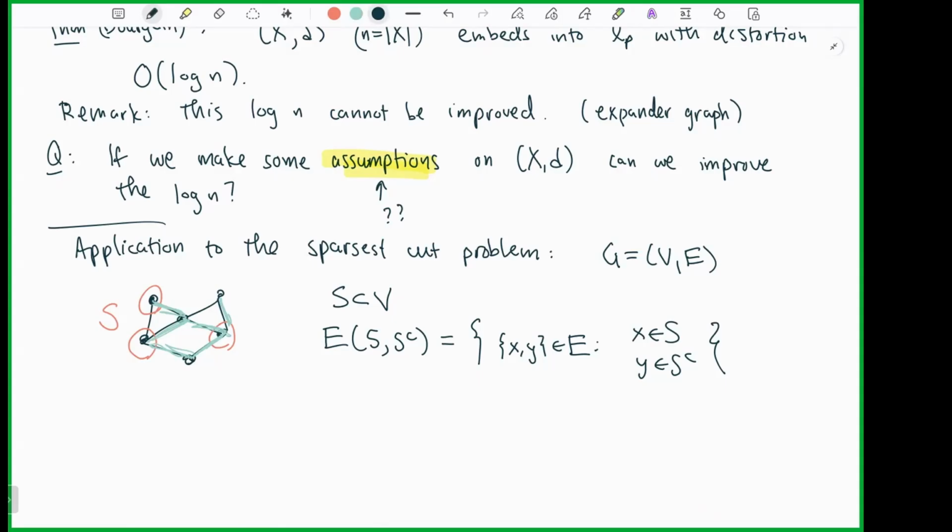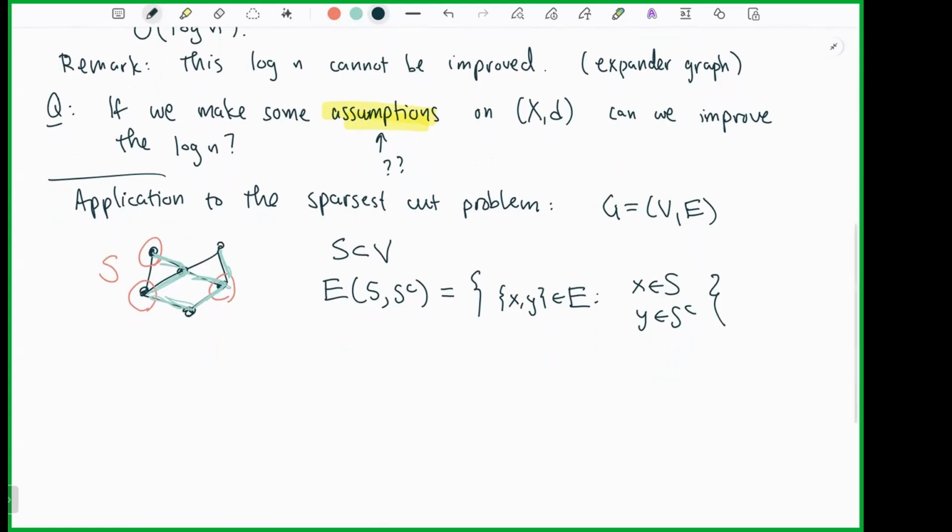There are a lot of variations of questions you can ask about this that have applications to, I guess, the real world or to networks or whatever. For example, you might want to minimize this given some constraints, and there's some version of that called the min-cut problem. But the sparsest cut problem is slightly different.